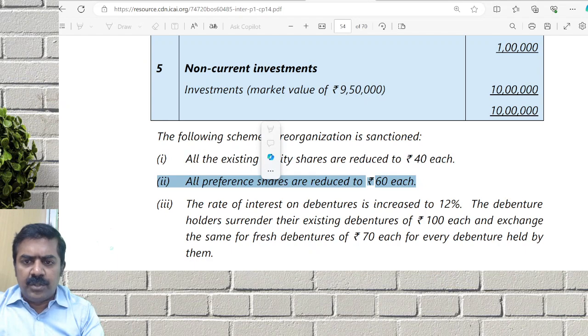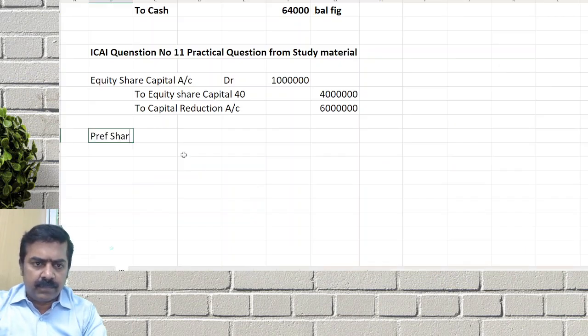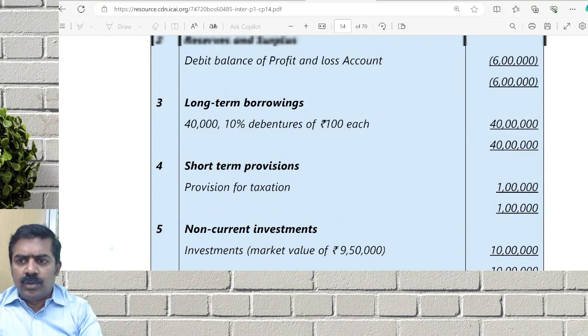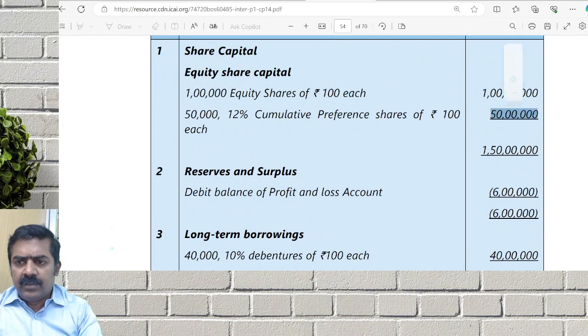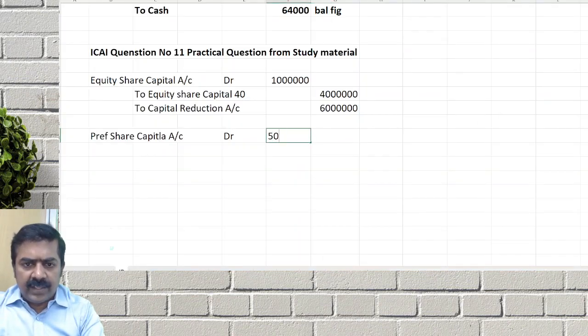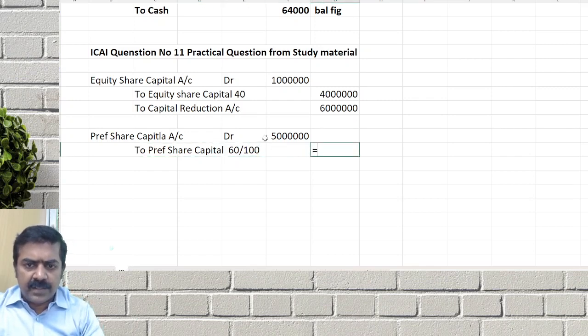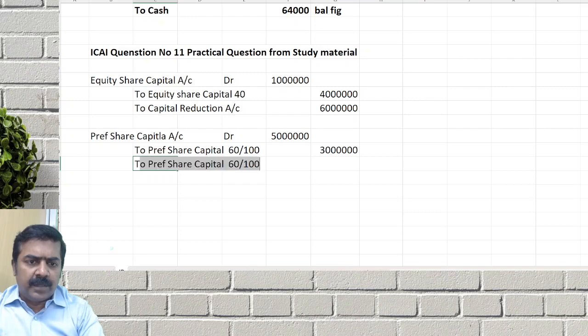Next, preference shares are reduced to 60 each. Preference share capital account debit, you look at the old value, what is the preference share capital? 50 lakhs. 50 lakhs to preference share capital, 50 lakhs into 60 by 100. 50 lakhs to capital reduction.